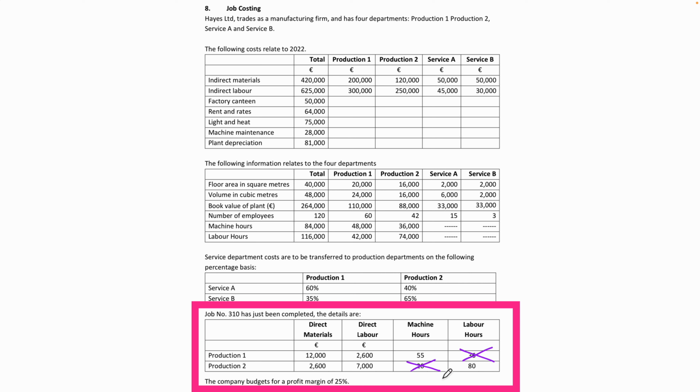Like the labour hours, the 36 labour hours, those people will be working while these machines are on. And then likewise, these 20 machine hours here in production 2 will be on while the 80 labour hours are happening as well. So we're just going to go with the most dominant hours here, okay? And it says the company budgets for a profit margin of 25%. Okay, so let's go. So selling price of the job.